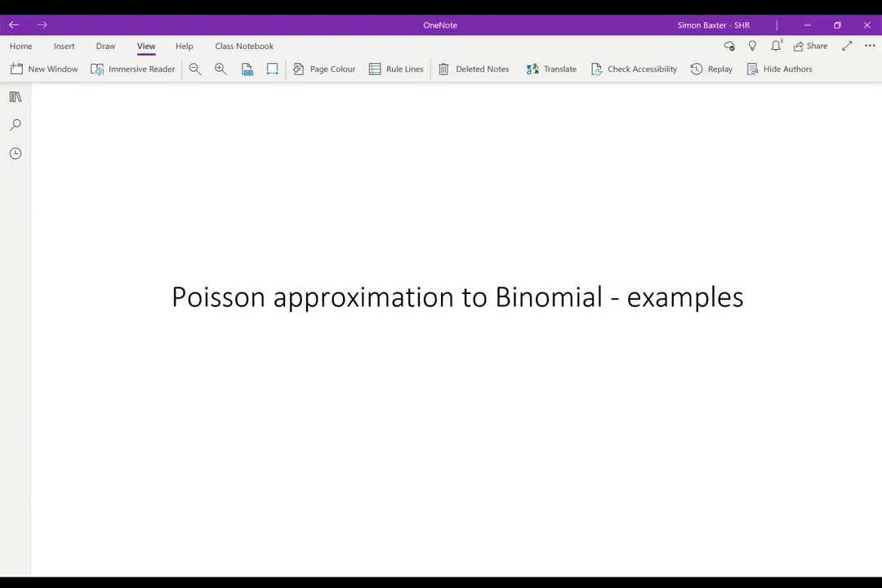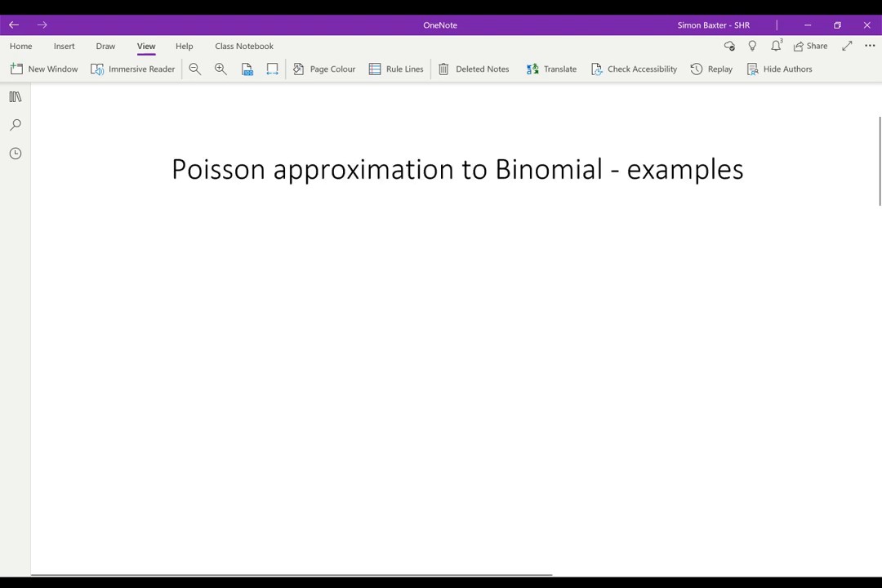In the last video, we saw that the Poisson could be used as an approximation to the binomial if n is large and p is small. And also, never forget it, if n is large and 1 minus p is small. In this video, we're going to look at one or two examples to illustrate that.